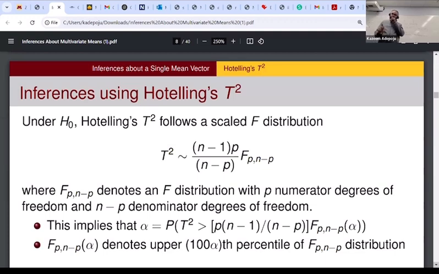Right now, the distribution of T-squared follows a scaled F. Why is this called a scaled F? Because you can see a weight. We use this to multiply F, the F distribution with degrees of freedom p comma n minus p. Now, if I want to take a decision using the p-value, then I need to be able to understand the distribution of my test statistic.